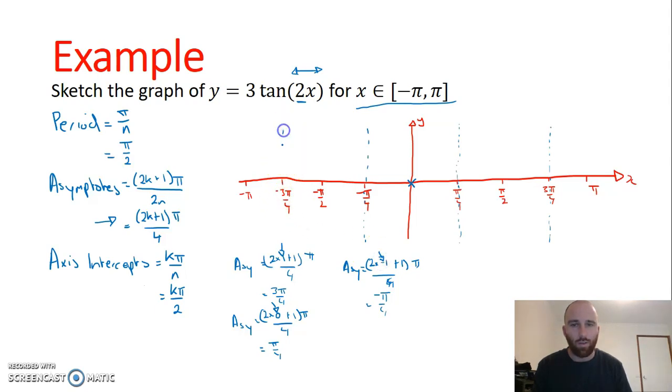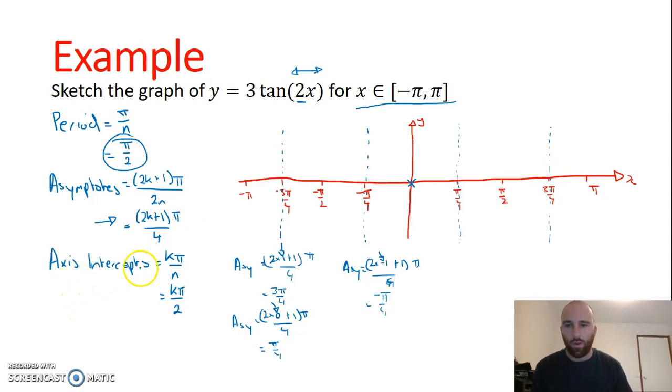But by now you should be able to see the pattern, because we know the period is pi on 2. The period is pi on 2. That's the difference between these asymptotes. So we're constantly adding pi on 2 or subtracting pi on 2, depending which direction we're going.